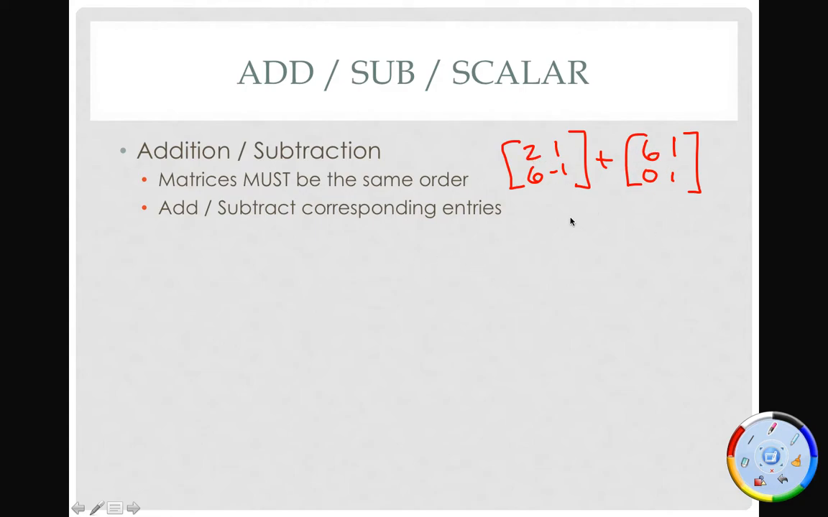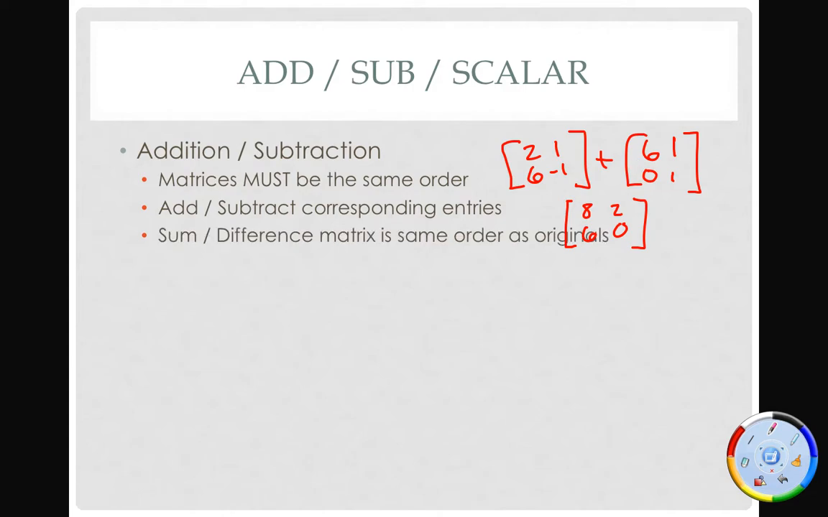So here I'd say 2 plus 6 is 8. That would be row 1, column 1. Row 1, column 1 becomes row 1, column 1. 1 plus 1 is 2. 6 plus 0 is 6. And negative 1 and 1 make 0. So this would be my sum matrix. You can do that with differences as well, subtraction, same idea. So the sum and difference matrices are of the same order. I started with a 2 by 2, I added a 2 by 2, and I end with a 2 by 2.